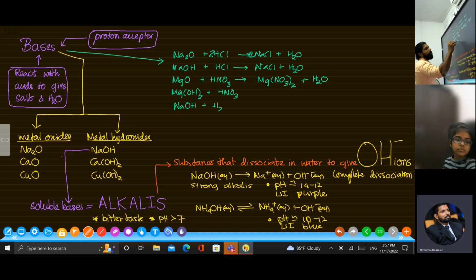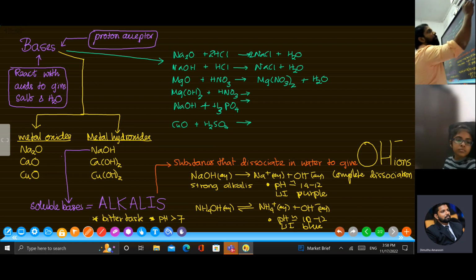Sodium hydroxide and phosphoric acid, H3PO4, and copper(II) oxide and sulfuric acid. So you can complete those reactions and write down the bases. You need to know your solubility rules.